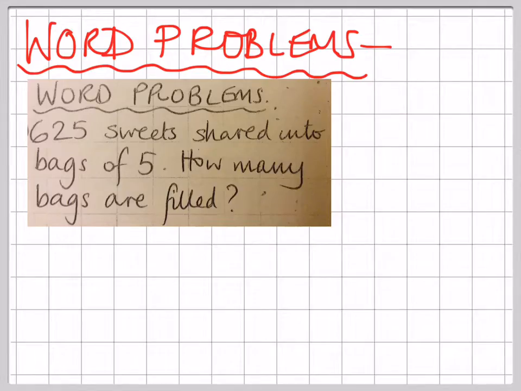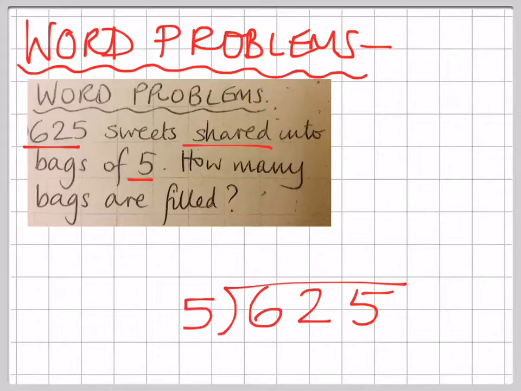Now quite often these division sums are hidden away in a word problem like this one. 625 sweets shared into bags of 5. How many bags are filled? Well, here are our 2 key numbers, and also it mentions the word shared, which tells us that it needs to be a sharing sum. So let's do a bus stop for this. We've got 625, and we're going to share into bags of 5.